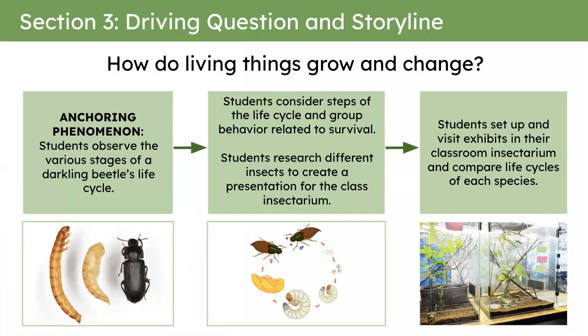In Section 3, students consider the final anchoring phenomenon by observing and modeling the life cycle of mealworms. Students will then research another species of insect, their life cycle, whether or not they use group behavior to survive, and how variations in traits help their insects survive. Students will create and set up an exhibit of their insect and visit them all to compare. Don't worry, these exhibits don't include live insects, unless of course you want them to.